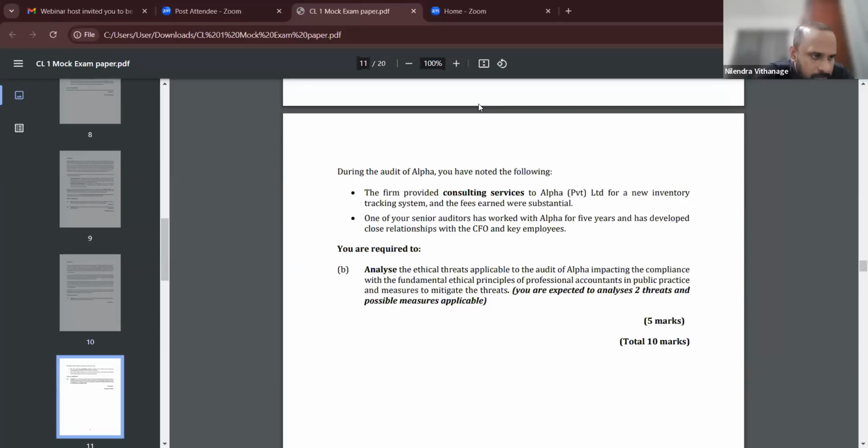Self-review, comma, self-interest, and familiarity threat is observed.